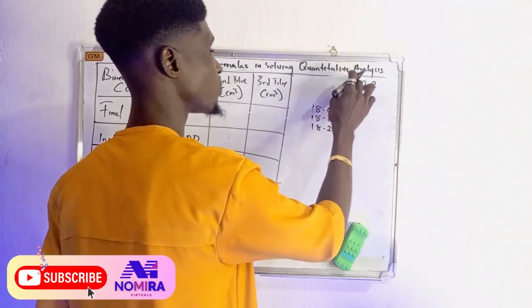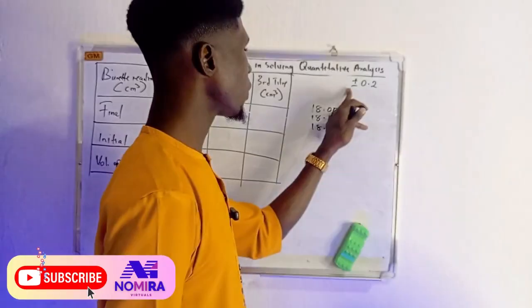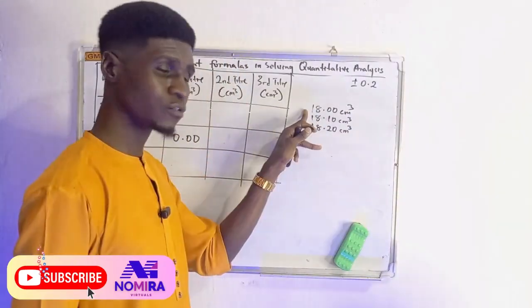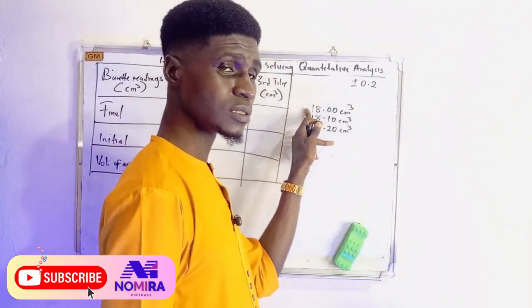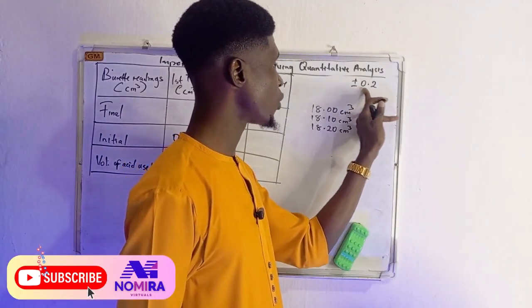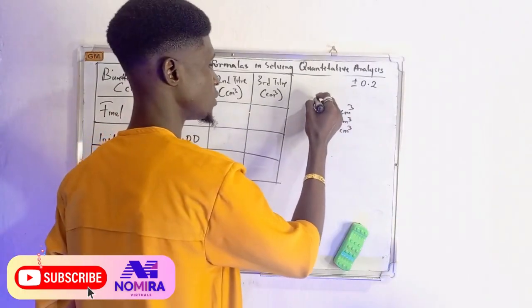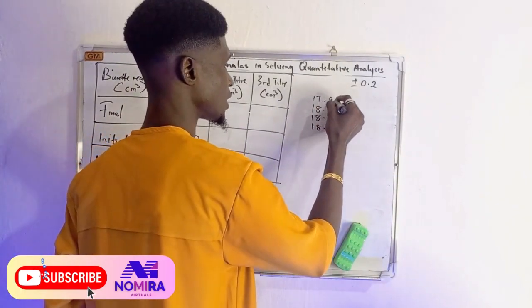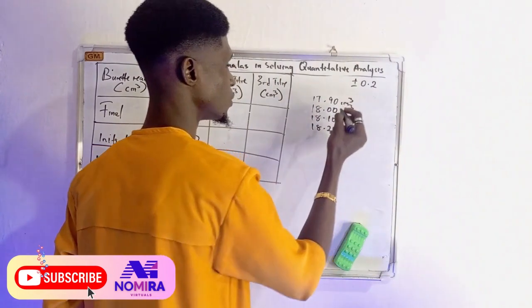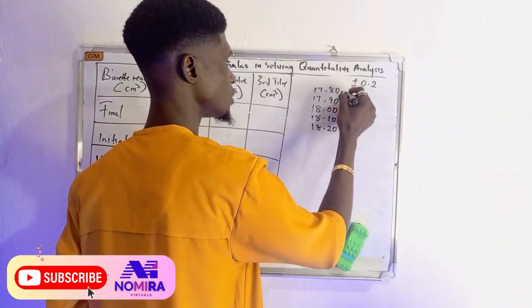So this is the plus aspect, that is if you want to be above. Then if you want to go below this 18, if your result must be below this 18, please pay attention. You must not go below the 18 more than 0.2. So let us see what could be the answer here. You have 17.90 cm cube or 17.80 cm cube.